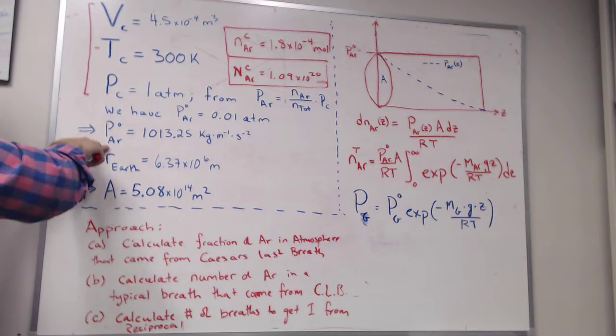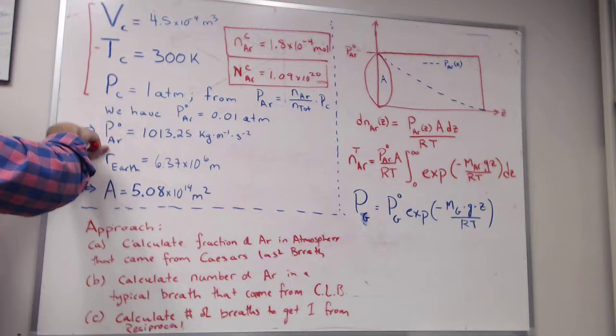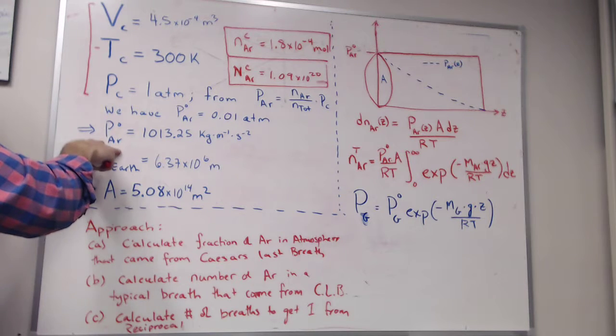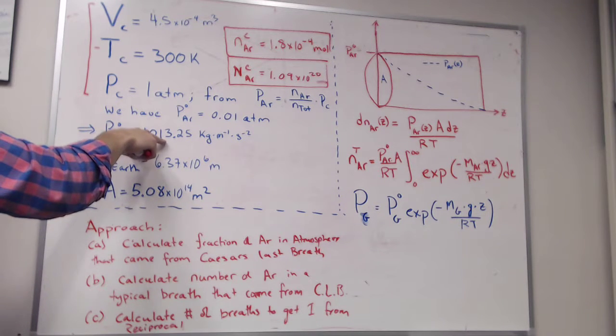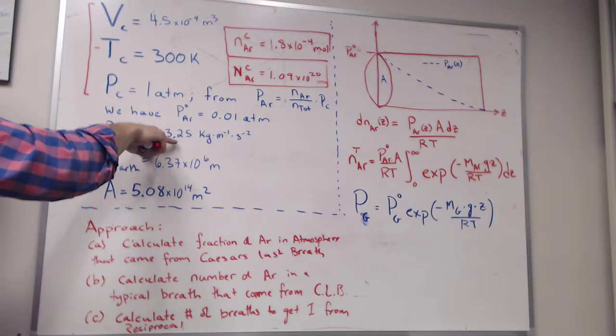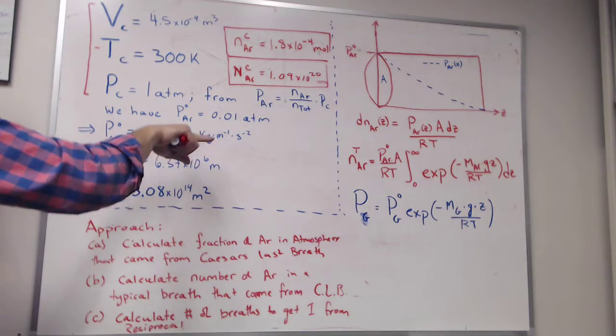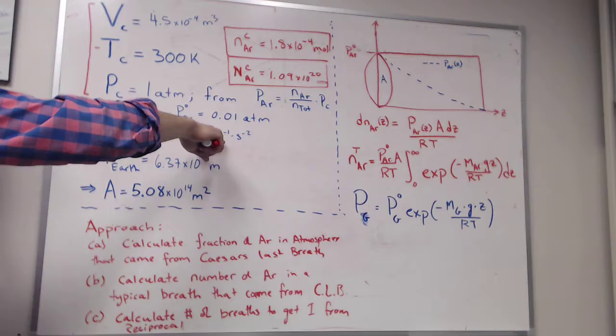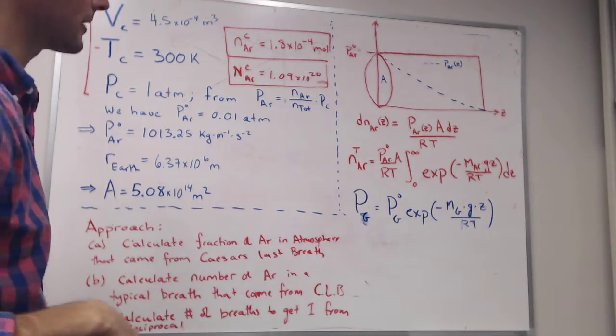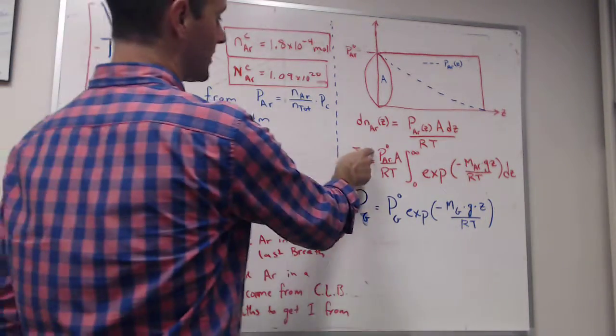I went ahead and converted that into pascals because that's going to help us out a little bit later. So in pascals, that's 1,013.25 pascals. A pascal is also a kilogram per meter per second squared. Okay, so that's what our P naught is.